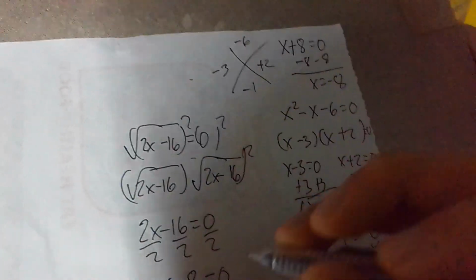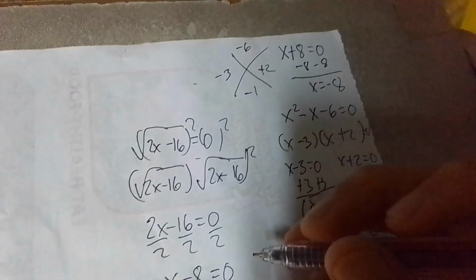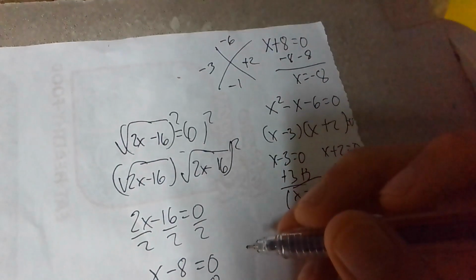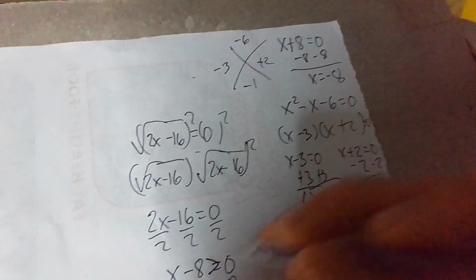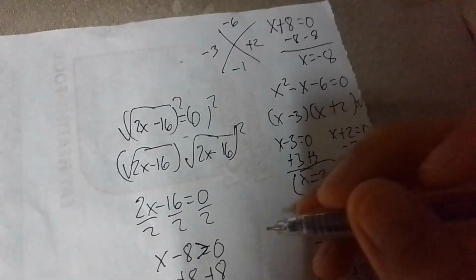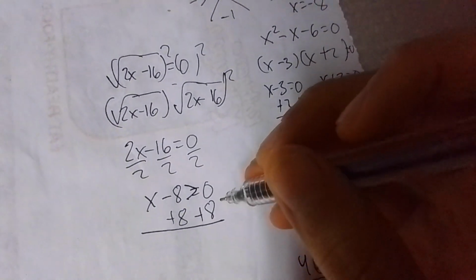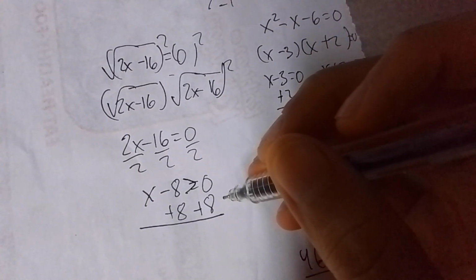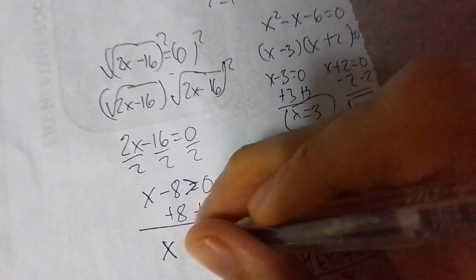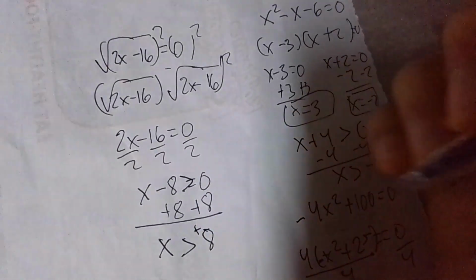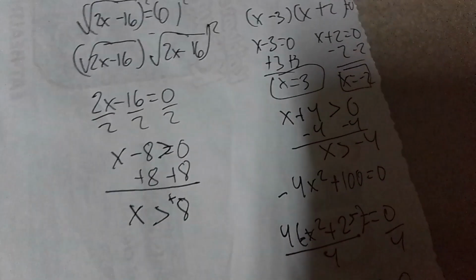Add 8 to both sides. And then, wait, it's not supposed to be equivalent to 0. Because it's rooted, it should be greater than 0. We need numbers that are greater than 0. So therefore, x is supposed to be greater than positive 8. That is the domain. The domain should be greater than 8.